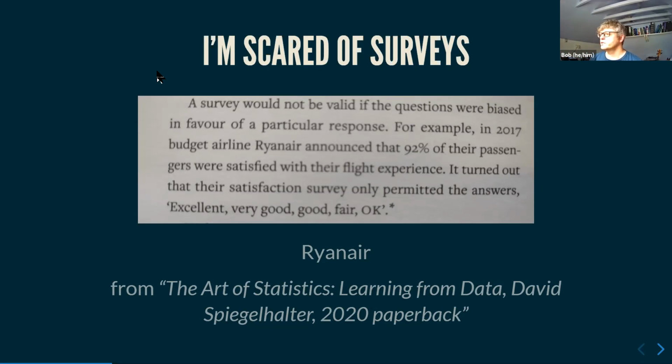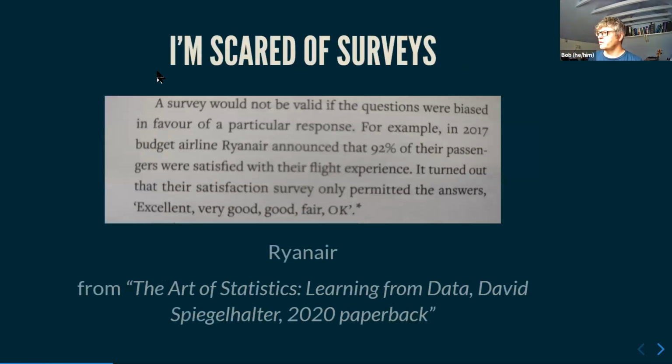For example, in 2017, budget airline Ryanair announced that 92% of their passengers were satisfied with their flight experience. It turned out that their satisfaction survey only permitted the answers excellent, very good, fair, or okay. And the footnote's quite amusing as well. So we can see from this that none of our questions are going to be like this, really, but we need to be very careful about how we ask the questions in order to get unbiased outputs.